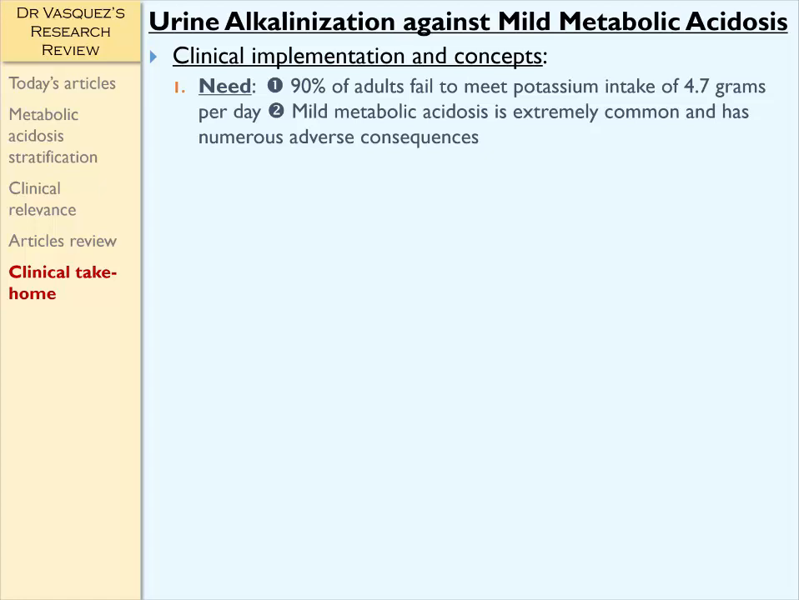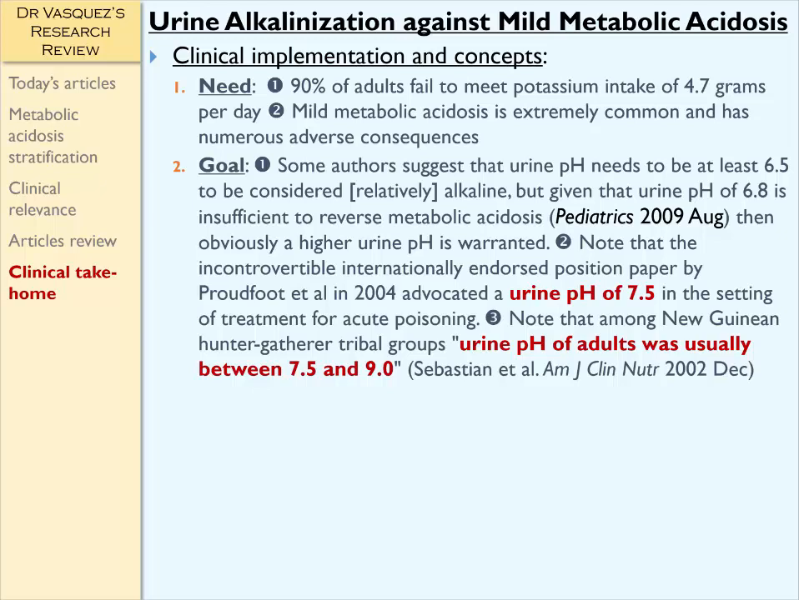And the second need that we're trying to address here is that mild metabolic acidosis is extremely common and has numerous adverse consequences. So based on those two needs, number 1, that most people need more potassium, and number 2, a lot of patients, if not most patients, have mild metabolic acidosis, which has numerous adverse consequences, we establish certain goals, and those goals are specifically urinary alkalinization.